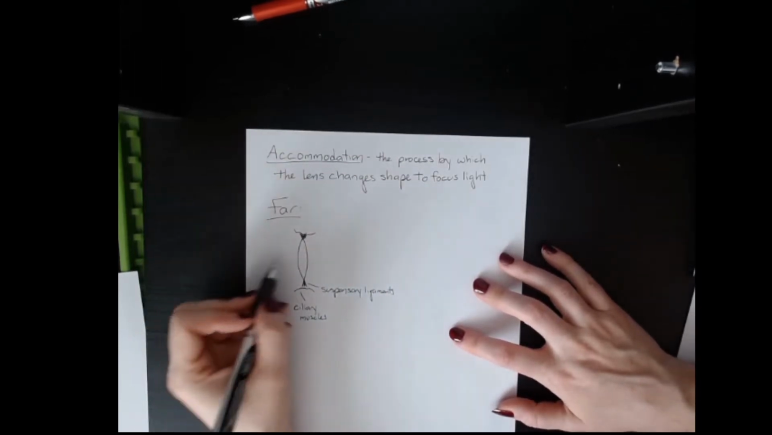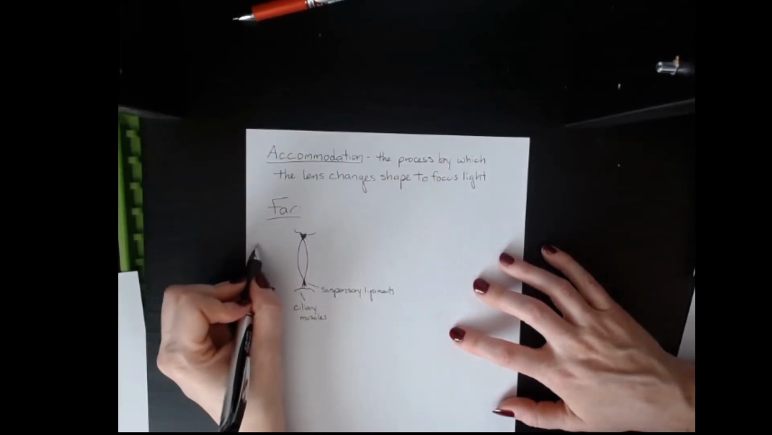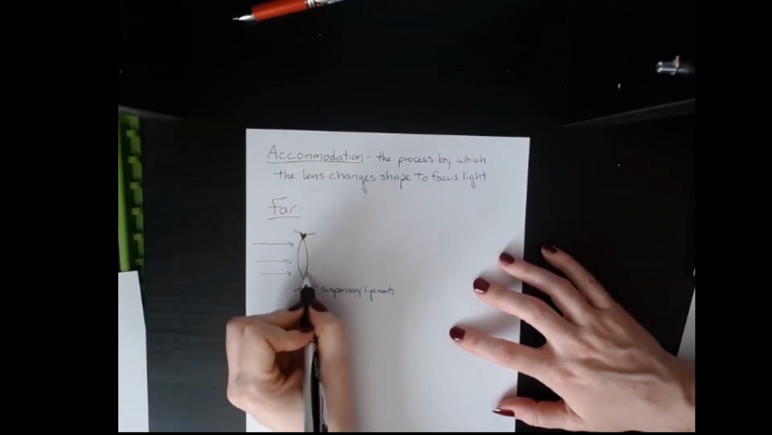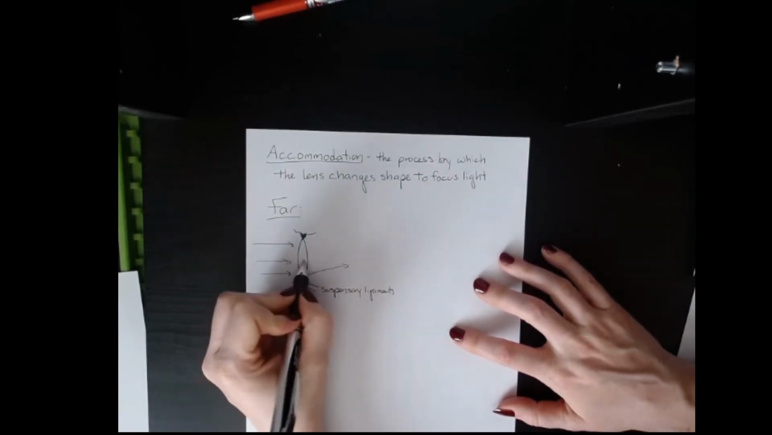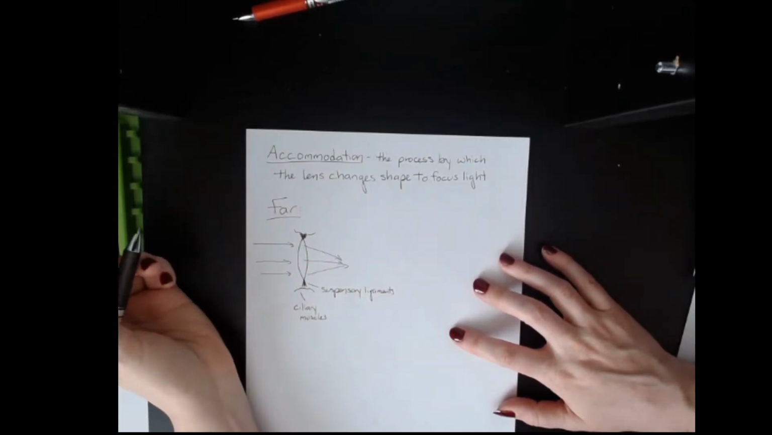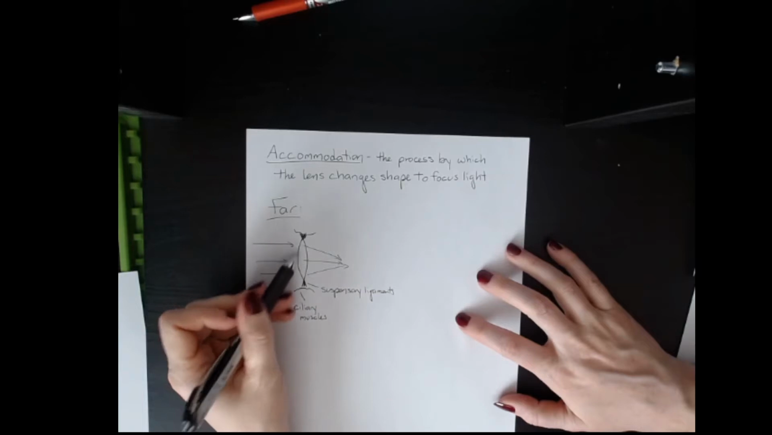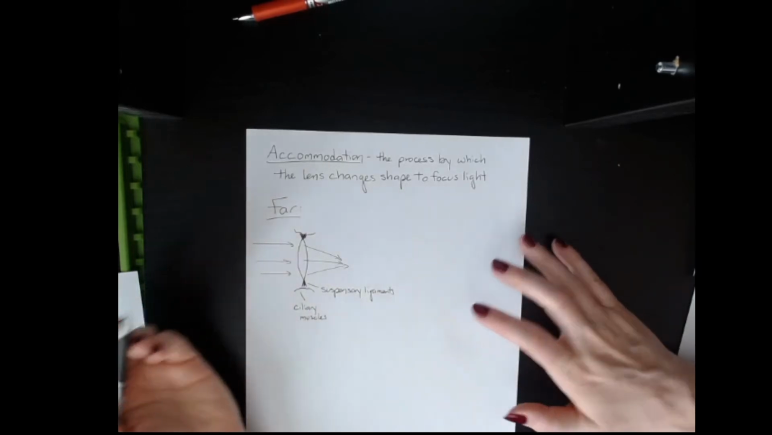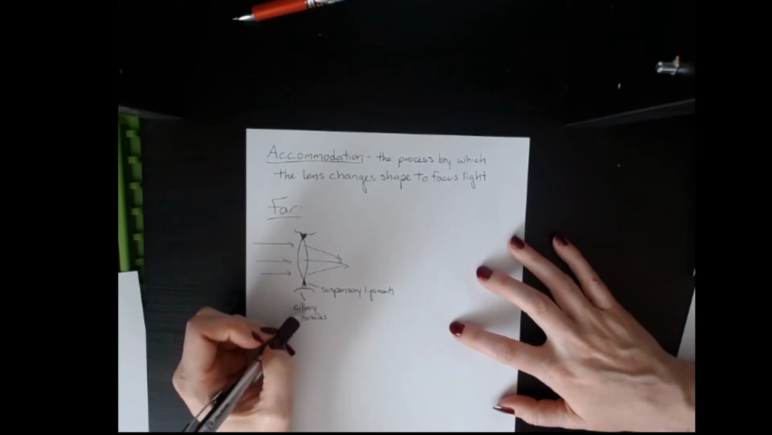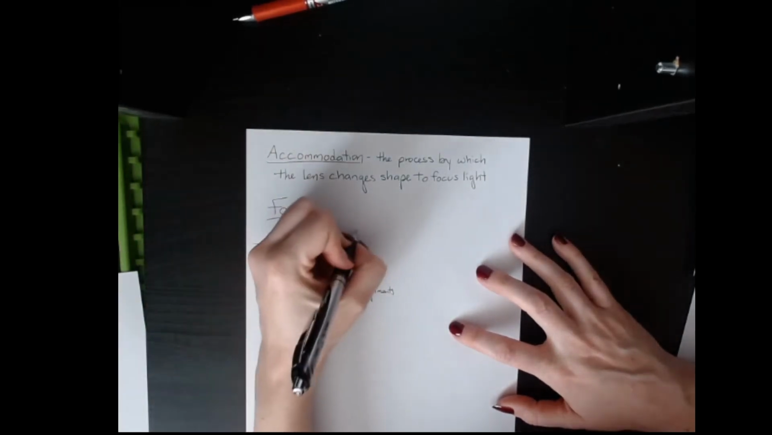And so when you look at an object from far away, the idea is that the light waves are basically coming in almost straight. And so you want them to be refracted onto the back of the eye and focused. But the amount of bending that the light waves need to do is not a lot. So what happens is the ciliary muscles are relaxed at this point.